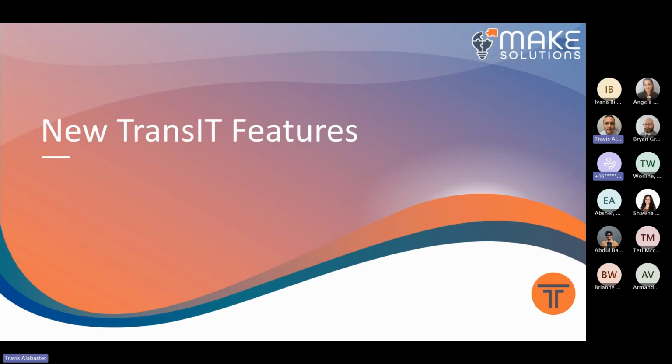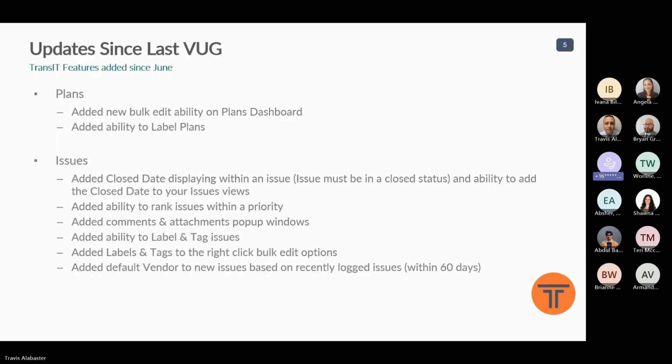And we'll go over our new features that went into TransIT for this month. In regards to plans, we added the bulk edit ability on the plans dashboard page. So we did have it for certain areas of TransIT like modules and scripts. We've now added it into plans, and we've also added the ability to label plans, and we'll go over labels and tags in a little bit.